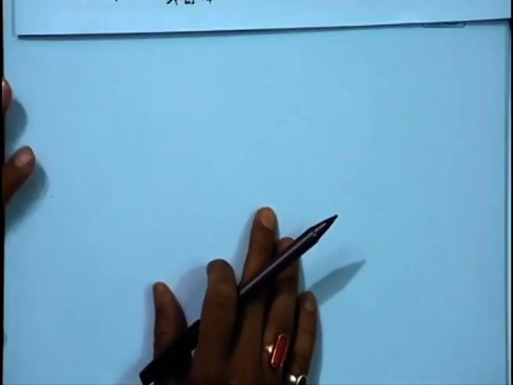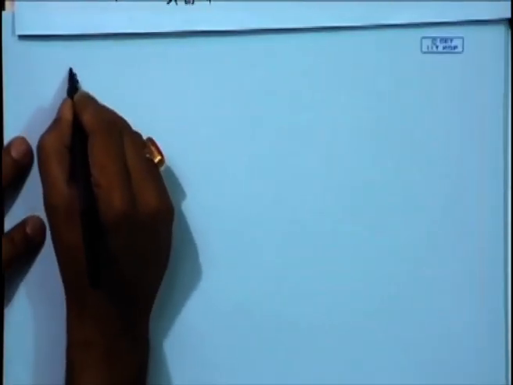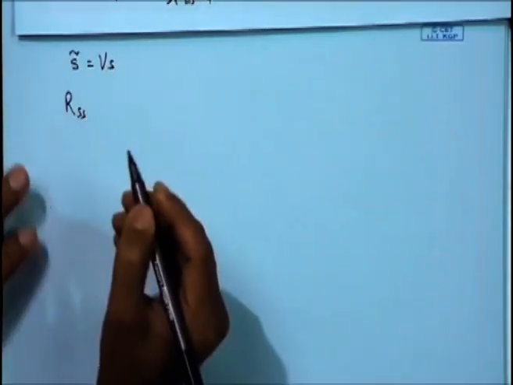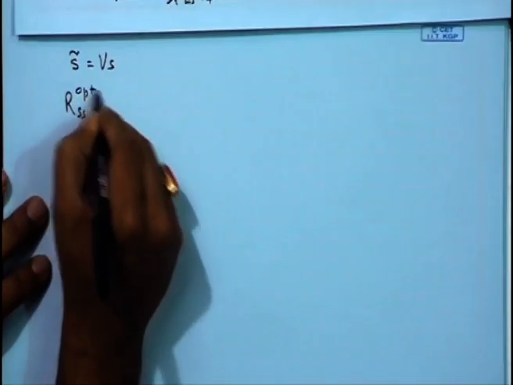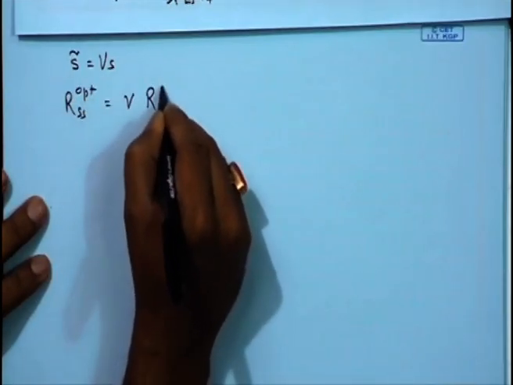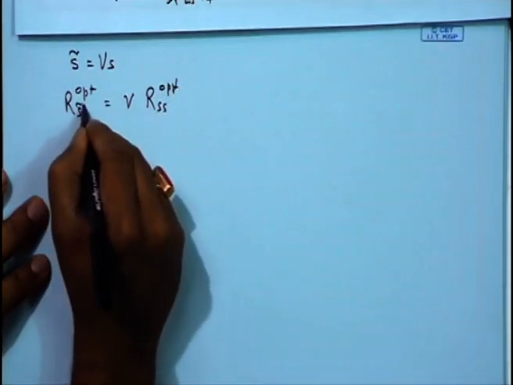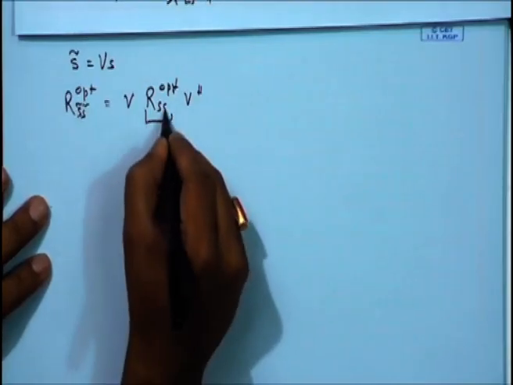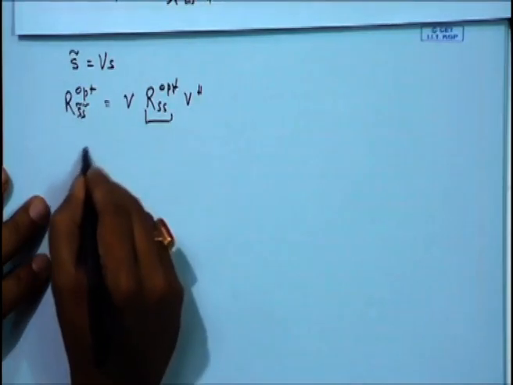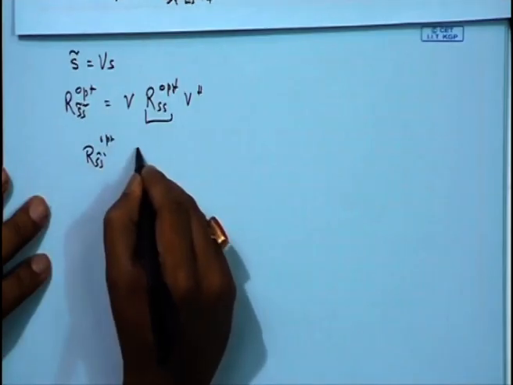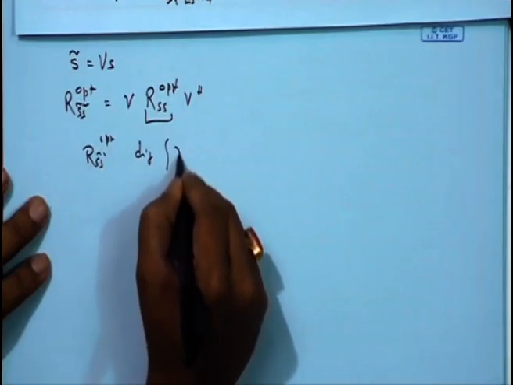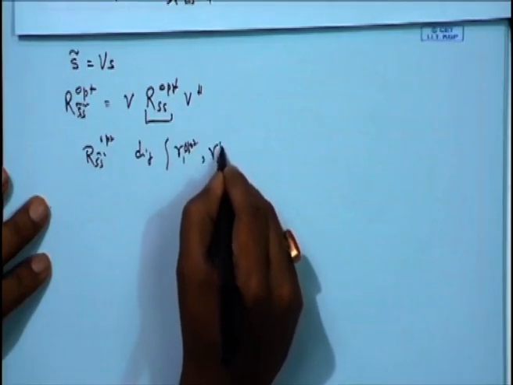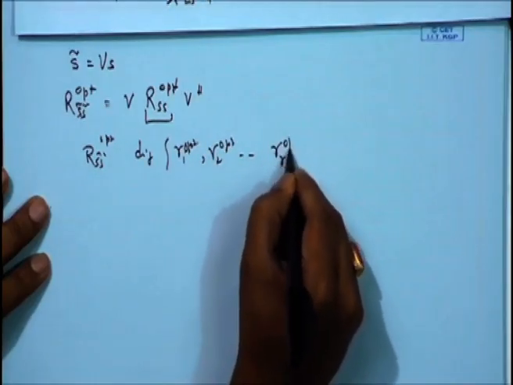So, basically what we can say at the end is that suppose we have S tilde equal to V s. We could say R S S optimum is equal to V times R S tilde S tilde optimum times V Hermitian. This is a diagonal matrix because the S are independent. So, you have R S S optimum, again a diagonal matrix of gamma i: gamma 1 optimum, gamma 2 optimum, up to gamma R optimum.